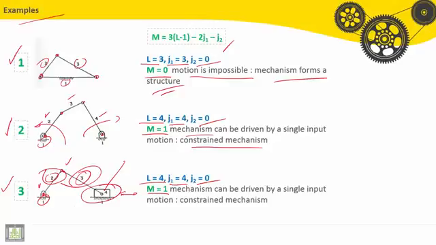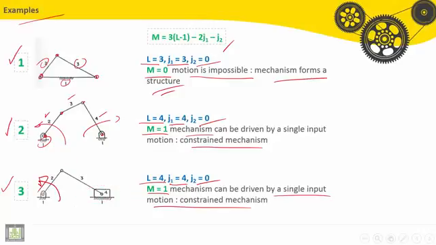No higher pair, so M equal 1, mechanism can be driven by a single input motion, constrained mechanism. So the single input can be a rotation. Let me clean here. It can be the rotation here or the translation for the slider.